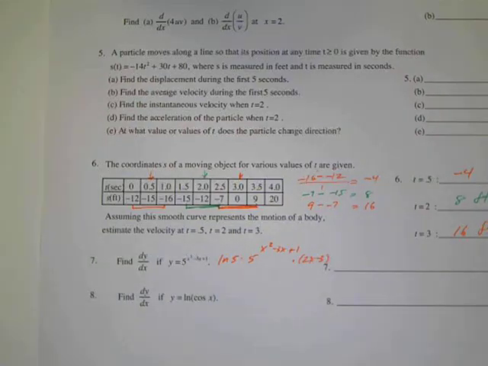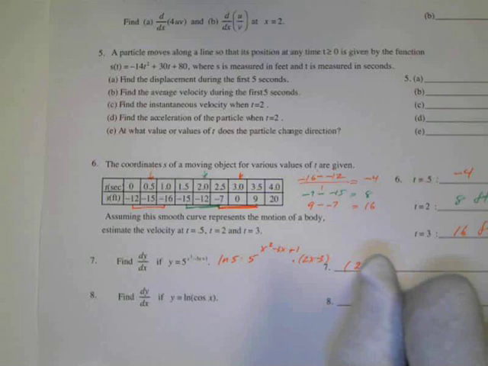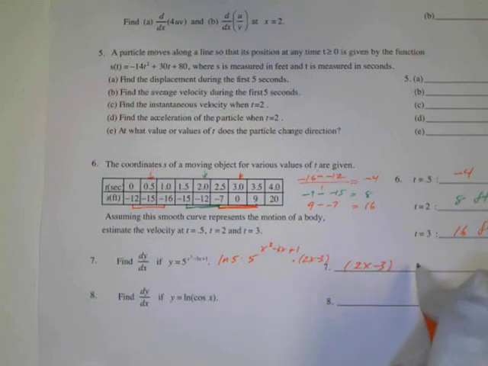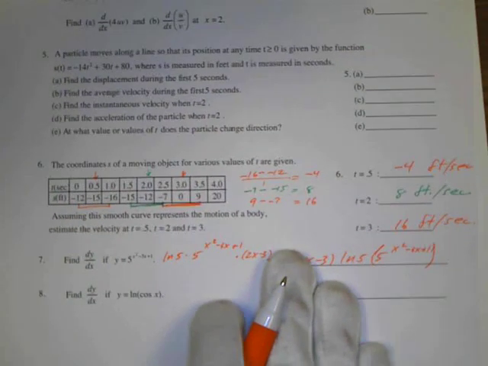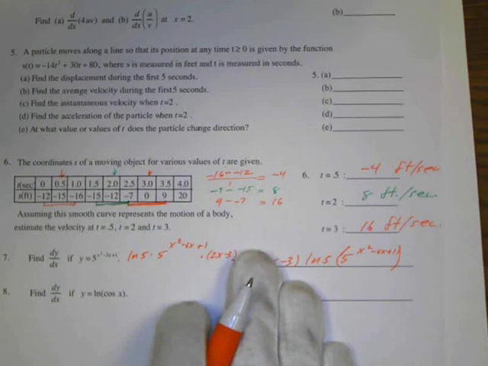So you could write that 2x minus 3, and then times the natural log of 5, and then times the original 5. I guess we could put this in parentheses just to make sure: 5 to the x squared minus 3x plus 1. Oops, sorry, like that. Okay. Oops, can't see that, sorry. Forgot that I was zoomed in.